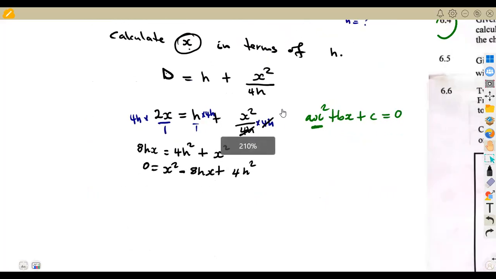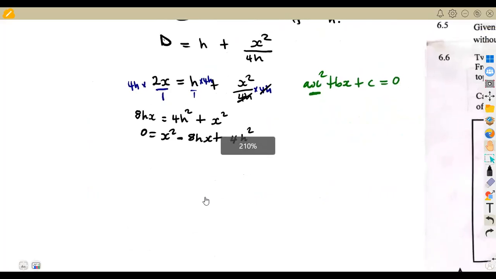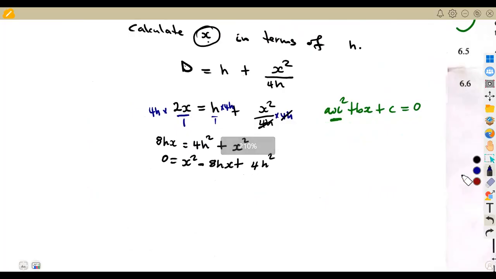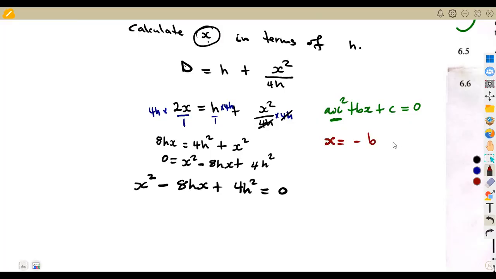So we can solve this equation the normal way, because we are supposed to have x in terms of h. And for us to have x in terms of h, we're going to solve our equation, because this is the same as x squared minus 8hx plus 4h squared is equal to 0. So from our quadratic formula, we understand that x is equal to minus b plus or minus the square root of b squared minus 4ac all over 2a.